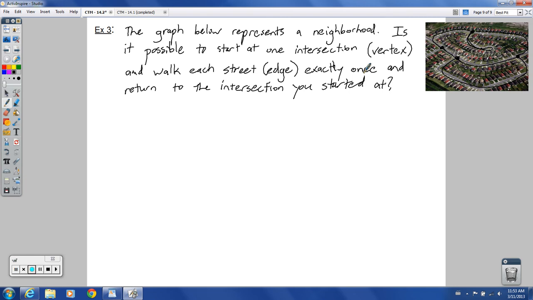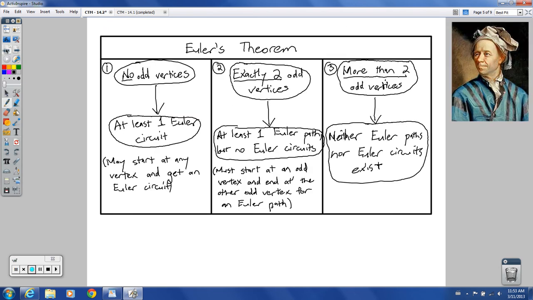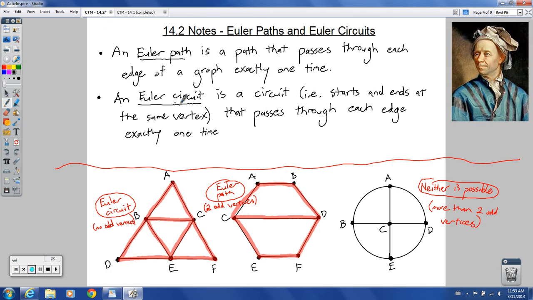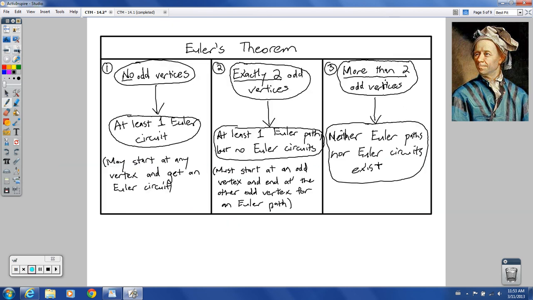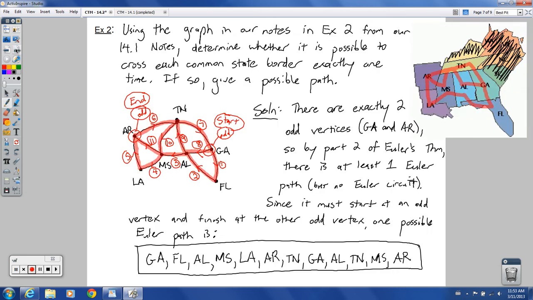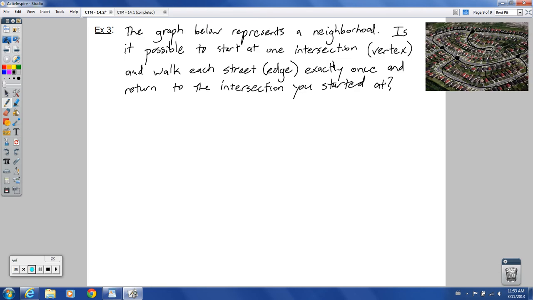Meaning, since you have to start and end at the same place and cross each edge exactly once, that would have to be an Euler circuit and not just an Euler path. An Euler circuit is a special kind of Euler path, so it has to start and end at the same place. If this is going to be possible, based on part 1, you have to have no odd vertices. So basically, if you see one or more odd vertices in the graph I'm about to draw, it is not going to be possible. So let's see what we got here.